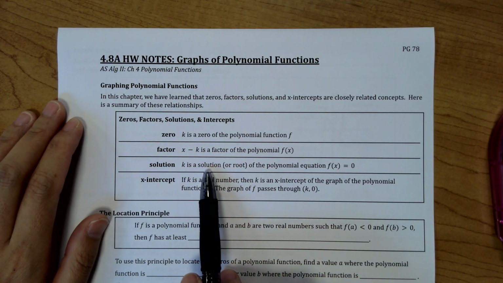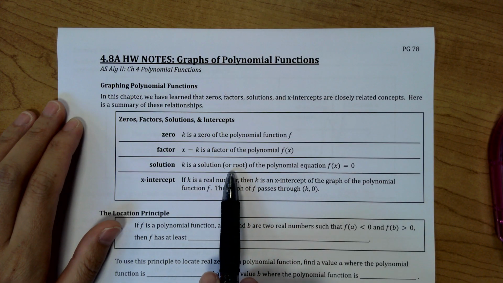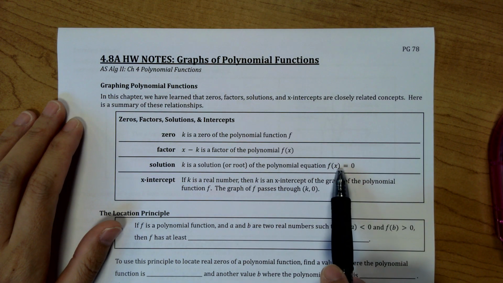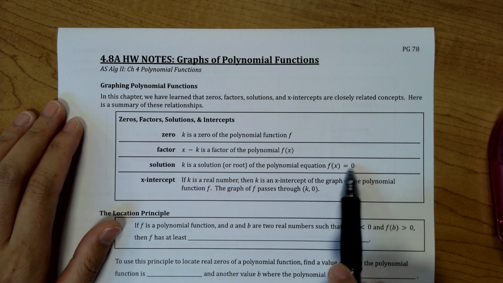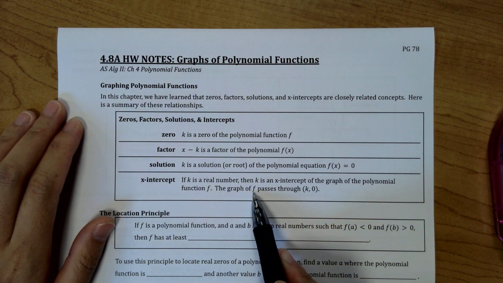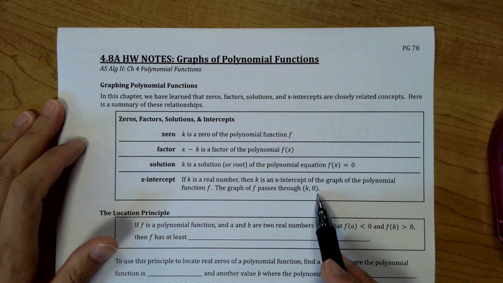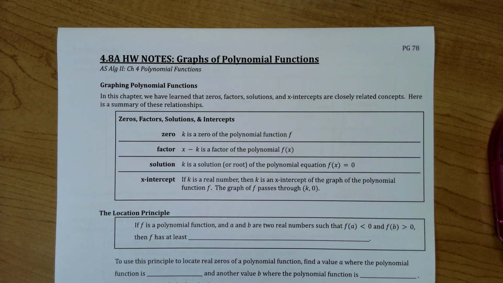K is a solution of the polynomial equation, or we call it a root, if we have f of x equal to 0, right? We have to have it set equal to 0. If k is a real number, then k is an x-intercept of the graph of the polynomial function f, and the graph of f passes through k comma 0, which is a point on a graph. And so let's now talk about the location principle.